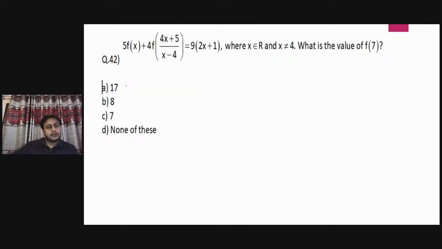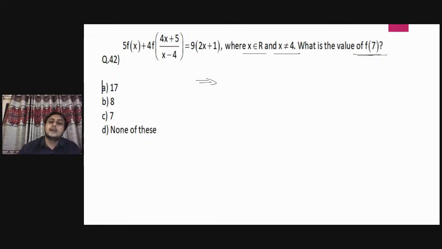Now come to this question. This one is also an easy question. So this is the function: 5 of f(x) plus 4 of f(4x plus 5 upon x minus 4) equals 9 into (2x plus 1). Here x belongs to real numbers and x is not equal to 4. We have to find the value of f7.